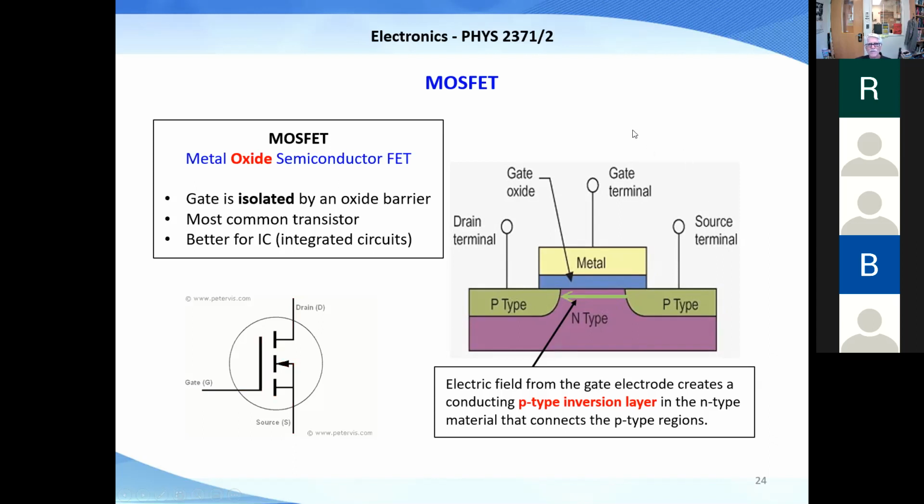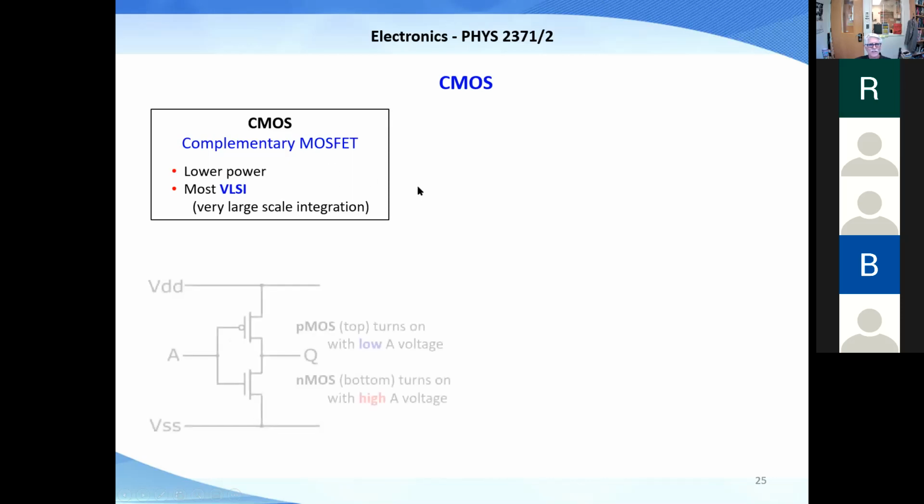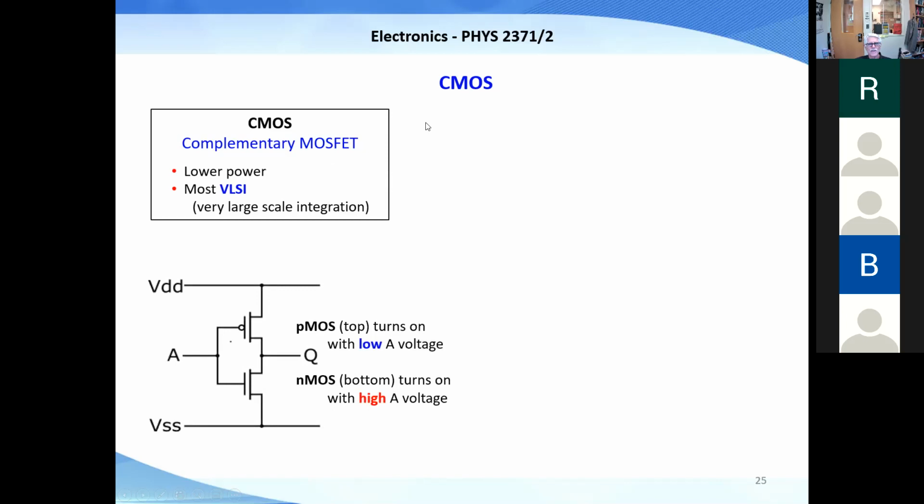Okay, want to go one step further? You're going to take this metal oxide semiconductor and make it complementary. CMOS. All the transistors in your phone are CMOS, complementary MOSFETs. Almost all VLSI, very large scale integration, where you have a billion transistors per square centimeter.